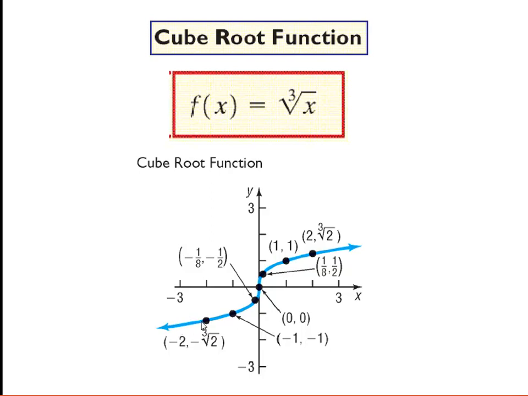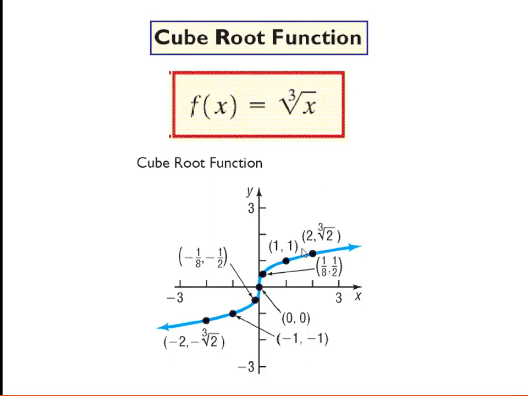So the difference between a cube root and a square root is I can have negatives under the radical, right? So the cube root of 1 is 1, and the cube root of -1 is -1. We can see that point plotted there. Excuse me, I think I said that wrong. Cube root of 1 is 1. The cube root of -1 is -1.